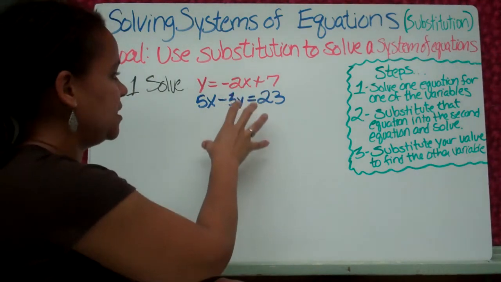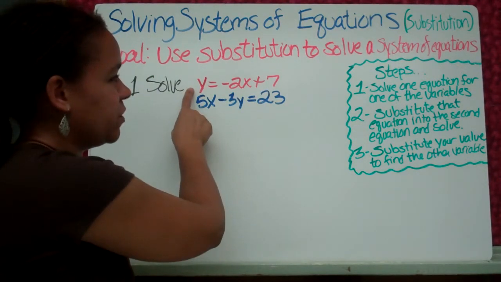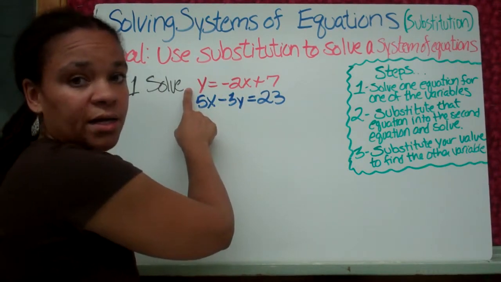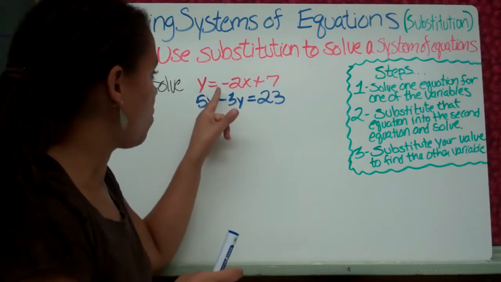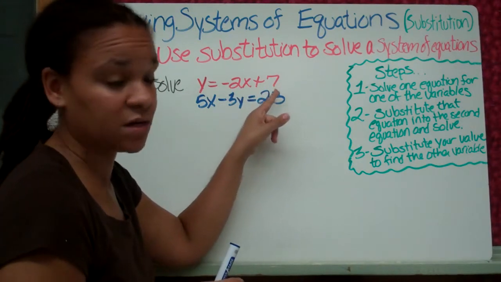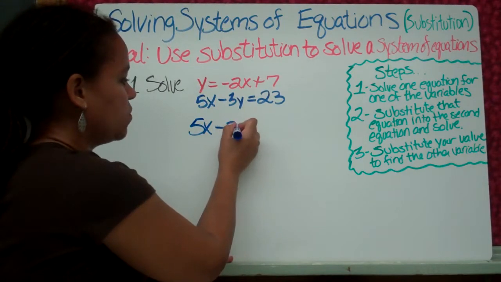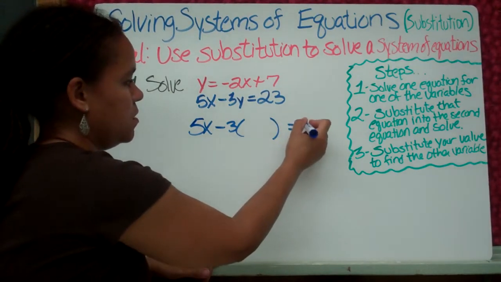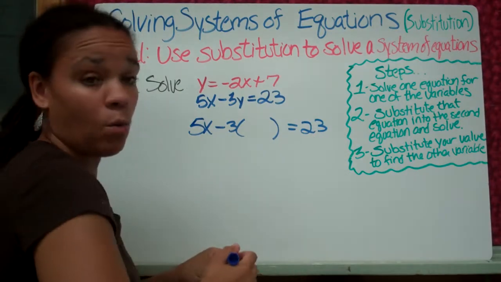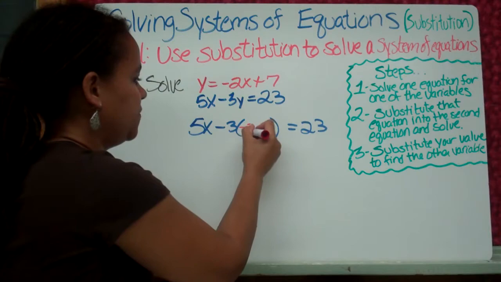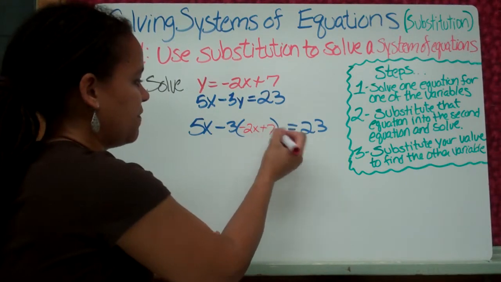Here we want to solve this system. The first equation is already solved for y. I'm going to literally substitute. I know what y is. y is not a number, but I do know that y is negative 2x plus 7. So when I do this, I'm going to have 5x minus 3. I'm not going to write y down anymore because I know what y is. y is negative 2x plus 7.